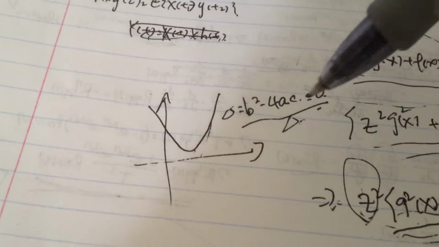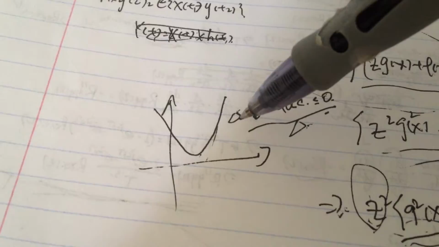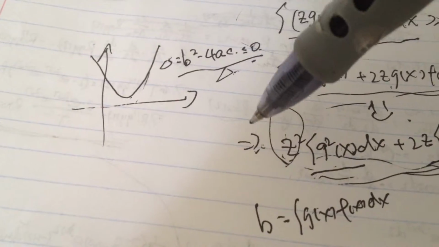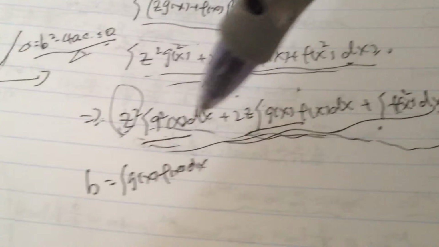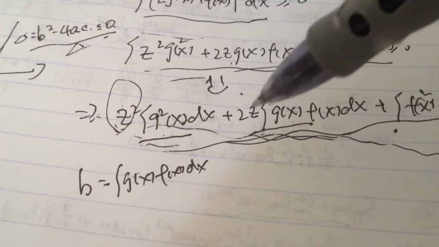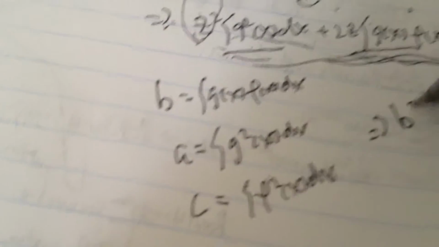Alright, let's continue, and we should find a delta which is less than or equal to 0 to ensure that all z satisfy this equation. And in this function, the b equals this one, and the a equals this one, and the c equals this part, so that b squared minus 4ac is this one.